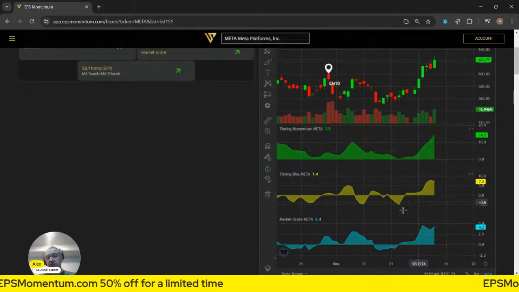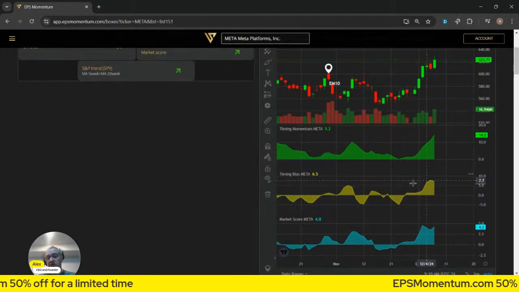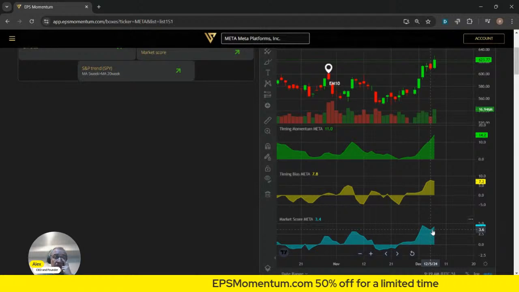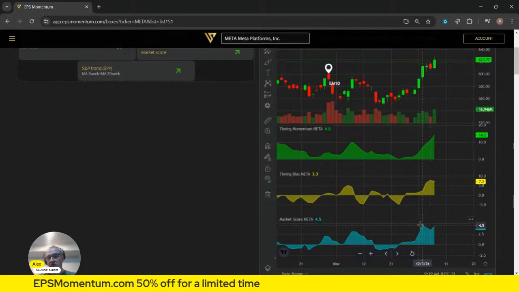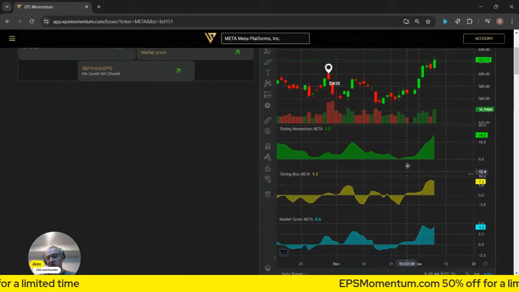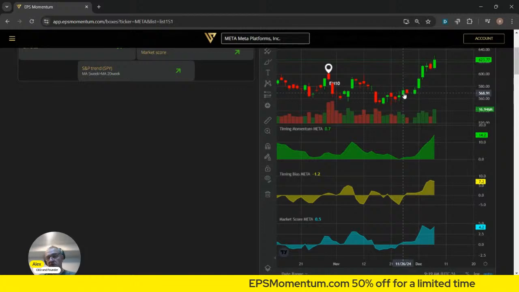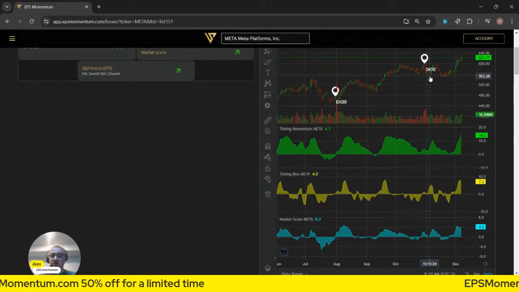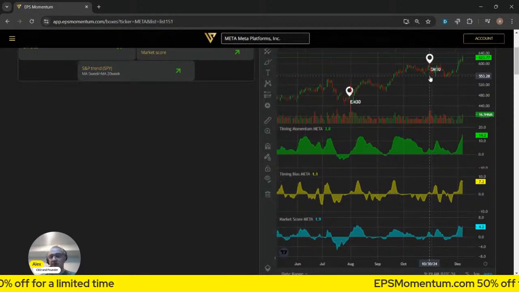So the green indicator here is the timing momentum. It has to be above zero. The yellow, same thing, it has to be above zero. And the blue is the ratio of the stock to the S&P or the SPY ETF, and has to be above zero as well. So when all three of them are above zero, as you can see here, that would be a good timing to buy around here, right? Now, don't forget, it's EM10, so it's actually a good stock. It's decent, but maybe not enough.